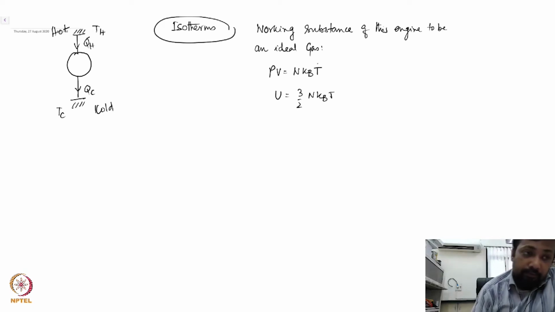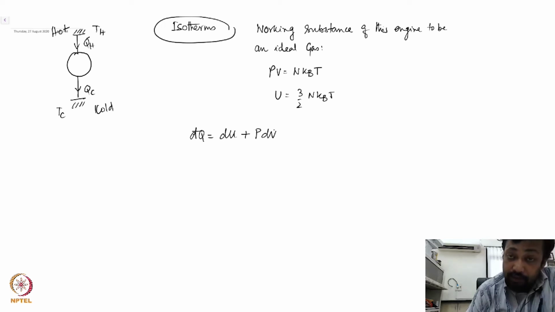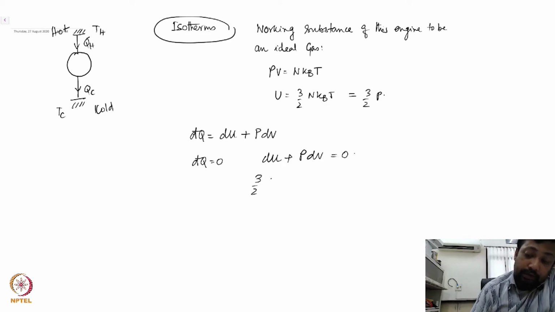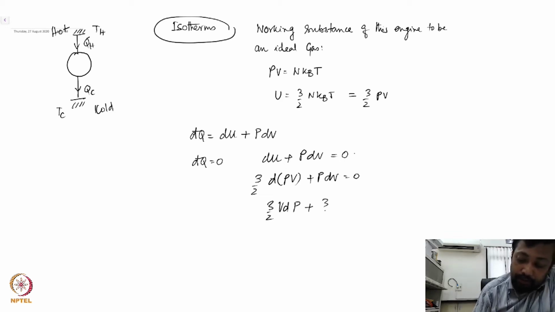So once I have this, then I know that đQ is equal to dU plus PdV. Remember, in the last lecture we discussed this, that the generalized pressure, the force for a hydrostatic system is minus P, and therefore this is what it becomes. Now, since I'm not allowing any heat exchange, it follows đQ is equal to 0, so dU plus PdV must be equal to 0. So dU is 3/2 d of PV, so 3/2 VdP plus 3/2 PdV plus PdV must be equal to 0.